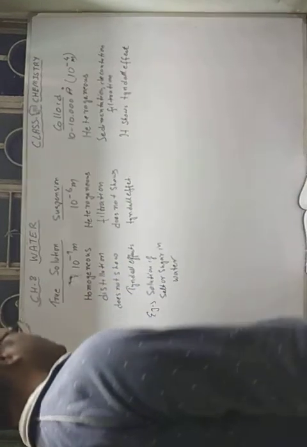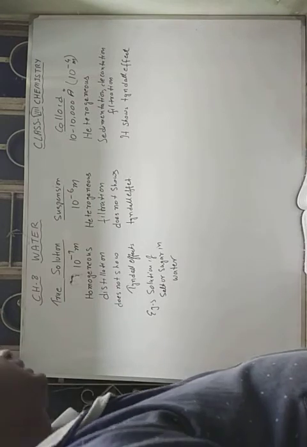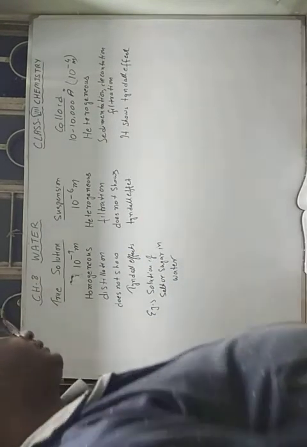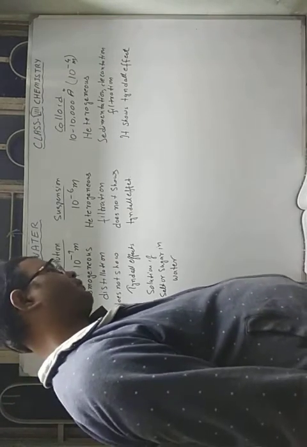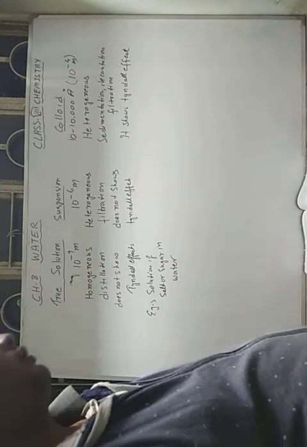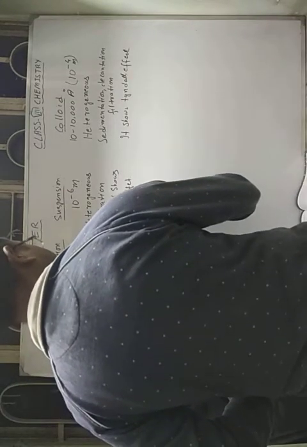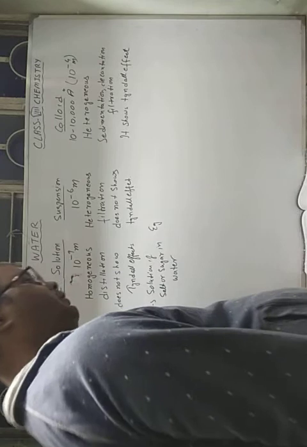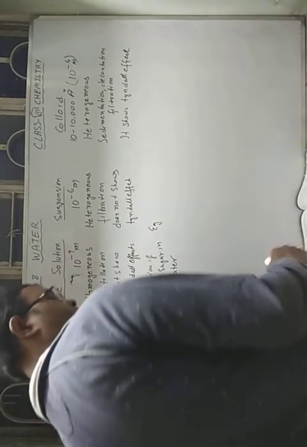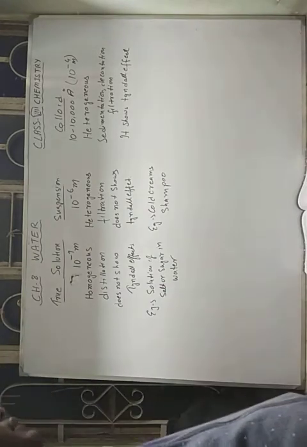Okay, a solution of salt or sugar in water is a true solution. Next is the suspension. Here the particle size is much bigger than the particle size of a true solution. Examples are cold creams, shampoo, etc. They are the suspension particles. It is given in your book.